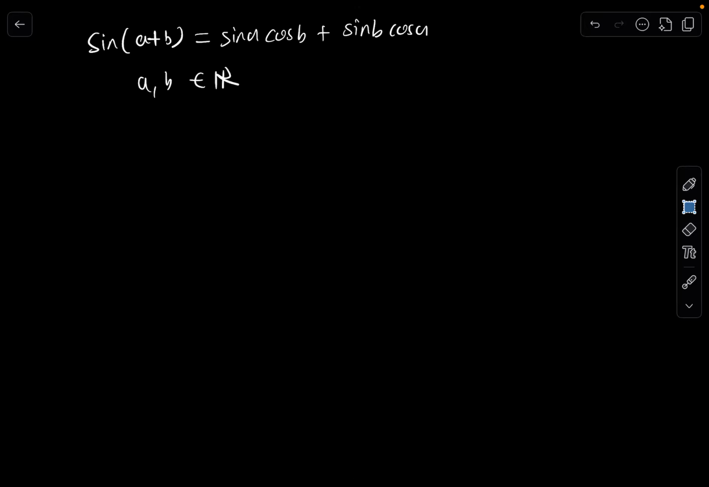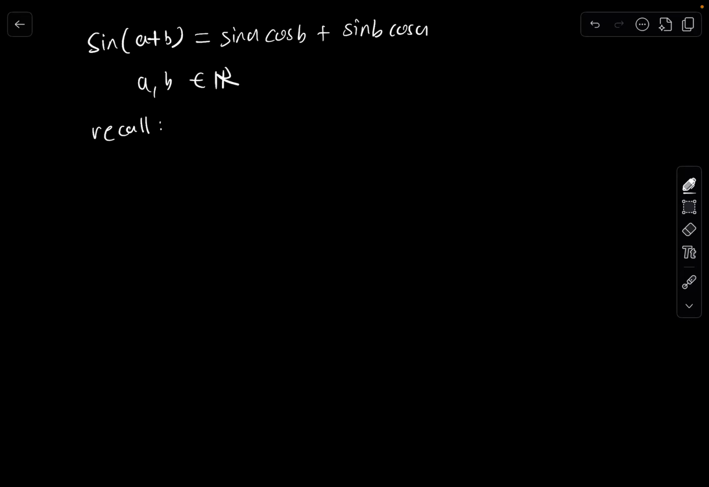Okay, so we're going to show today, using Euler's formula, that the sine of the sum of two angles, A and B, for any real angles, is just the sine of A cosine B plus the sine of B cosine A.